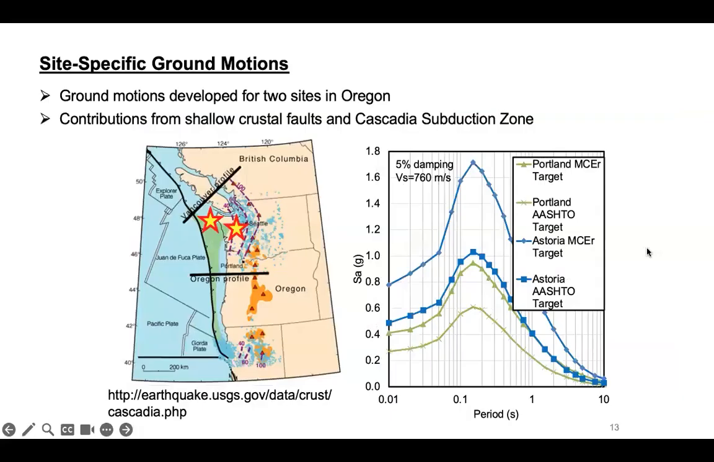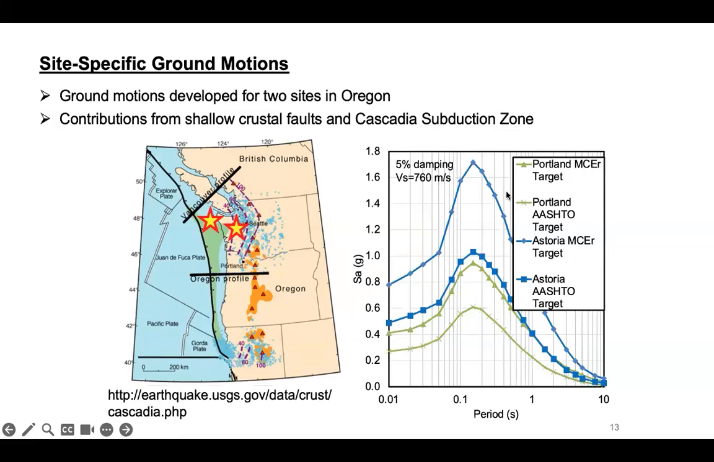And specifically to look at the effect of ground motions, we picked two sites in Oregon, one in Portland, one at Astoria, which is right by the coast, right adjacent to the Cascadia subduction zone. And we selected ground motions based on contributions from shallow crustal faults as well as the Cascadia subduction zone.